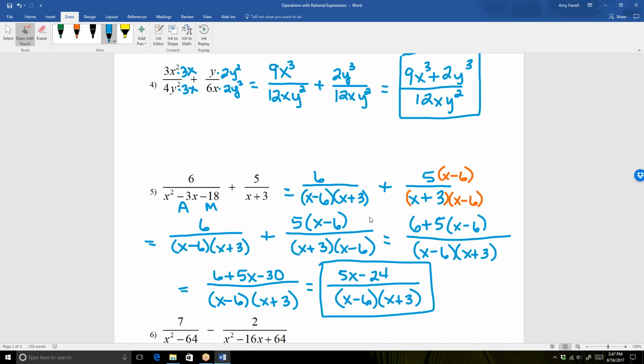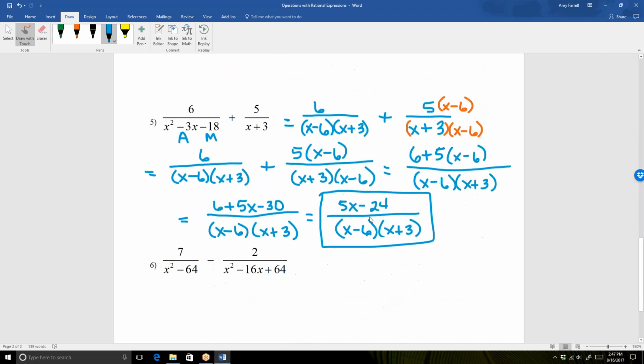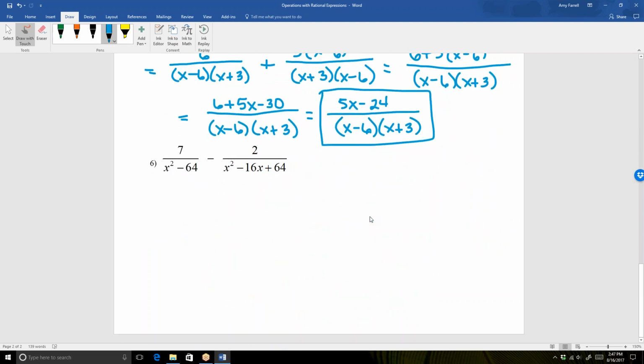All right, this video contains one more example. This one is a subtraction example. And I've got a binomial and a trinomial. I'm going to start by factoring. That will allow me to determine what my least common denominator is going to be.